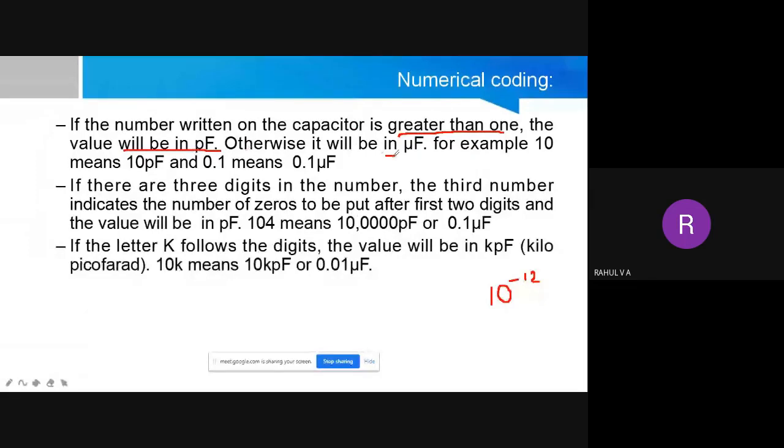Okay, they have given one example. The value printed on the ceramic capacitor is 10. That means it is greater than 1. 10 is actually greater than 1. So the value of that capacitor is 10 picofarad. And a 2-digit value printed on the capacitor is 0.1. This is actually less than 1. So the value will be in microfarad, 0.1 microfarad.